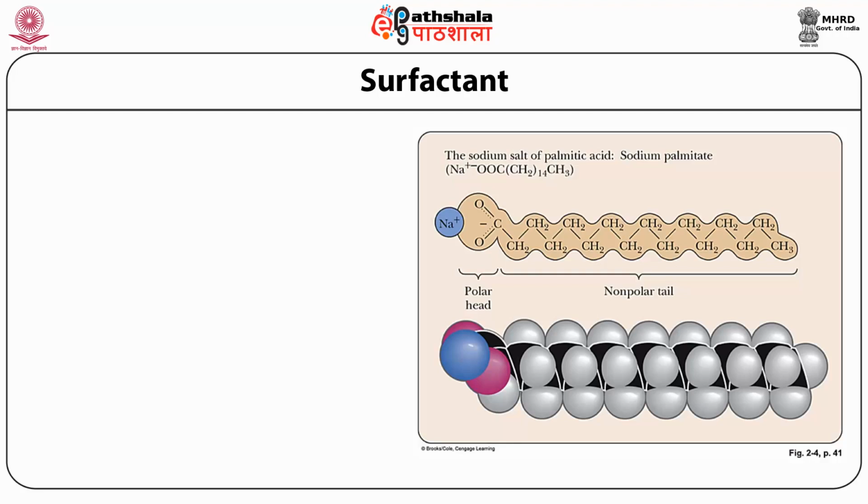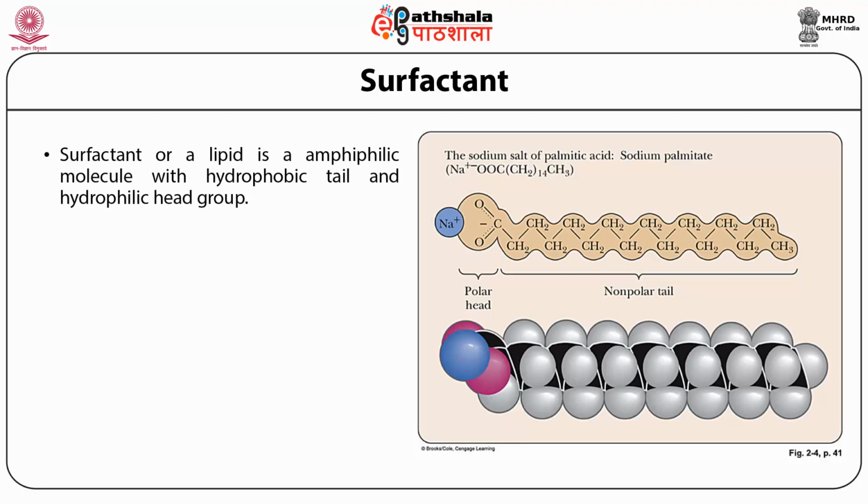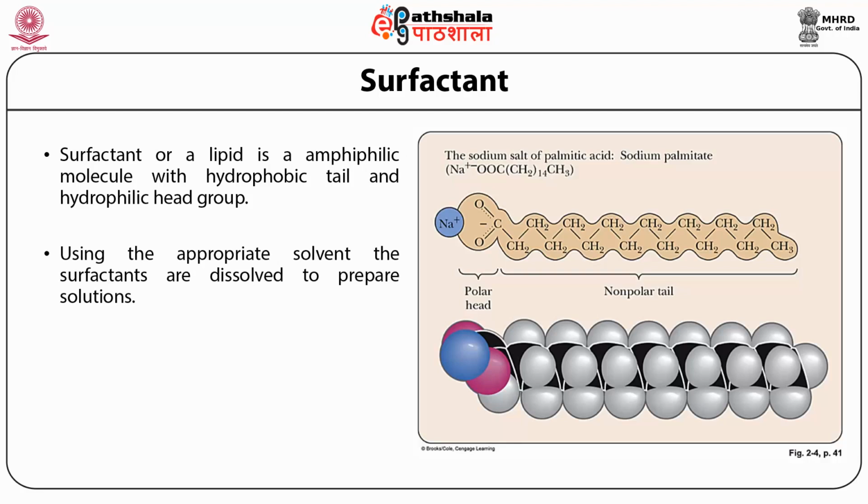What does a surfactant or a lipid system look like? As you can see in the diagram, a surfactant or a lipid is an amphiphilic molecule with a hydrophobic tail and a hydrophilic head group. Using the appropriate solvent, the surfactants are dissolved to prepare solutions. In the structure on the right hand side there is a sodium atom and carbon on the head group, and there is a hydrocarbon tail of CH2, CH2, CH2, CH2 like this. This can be very long or short.